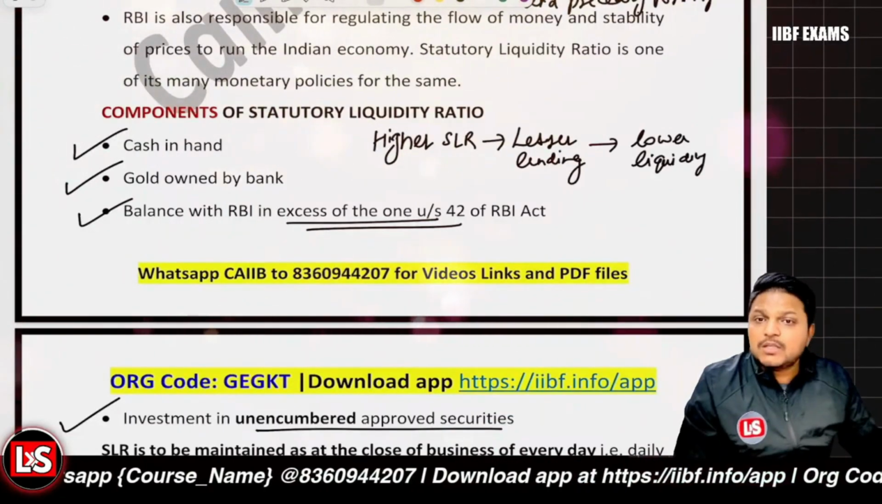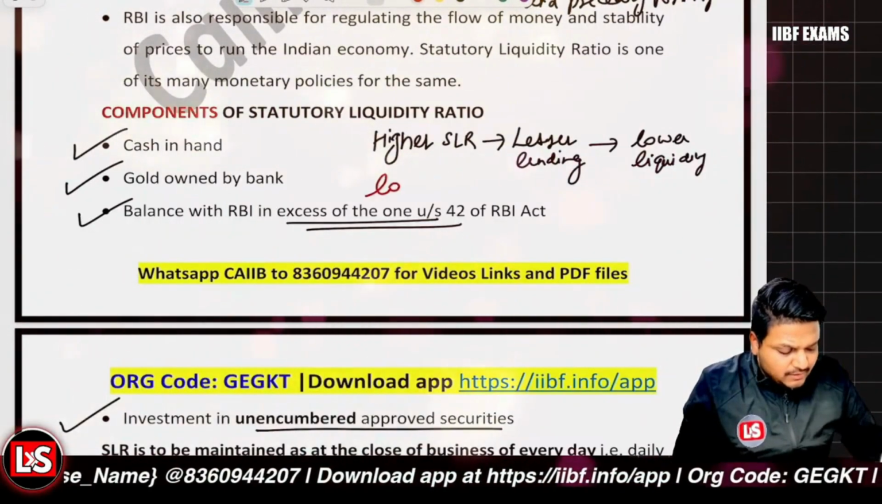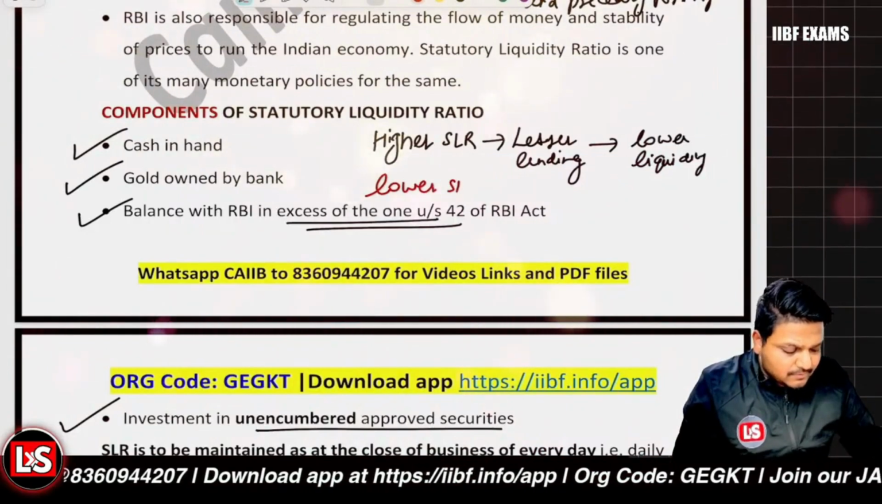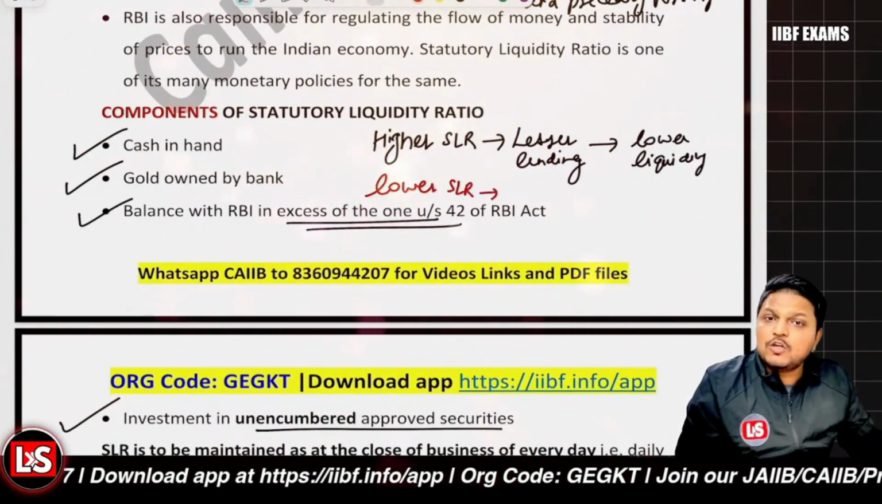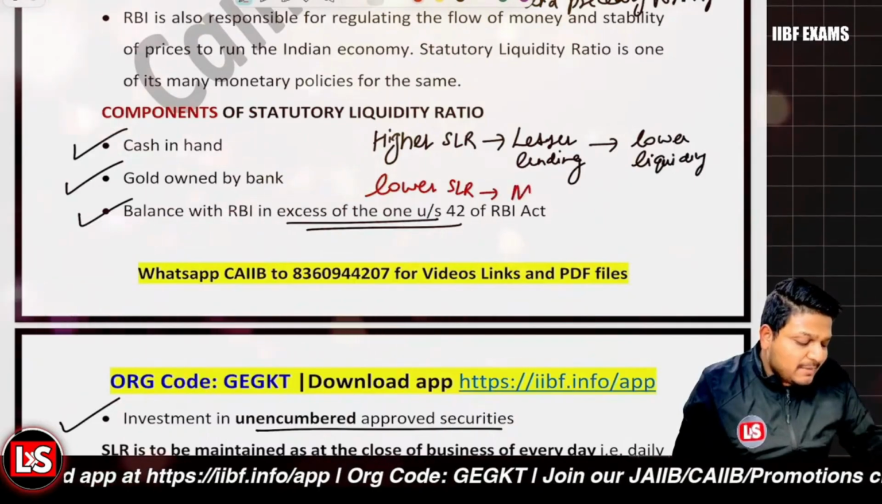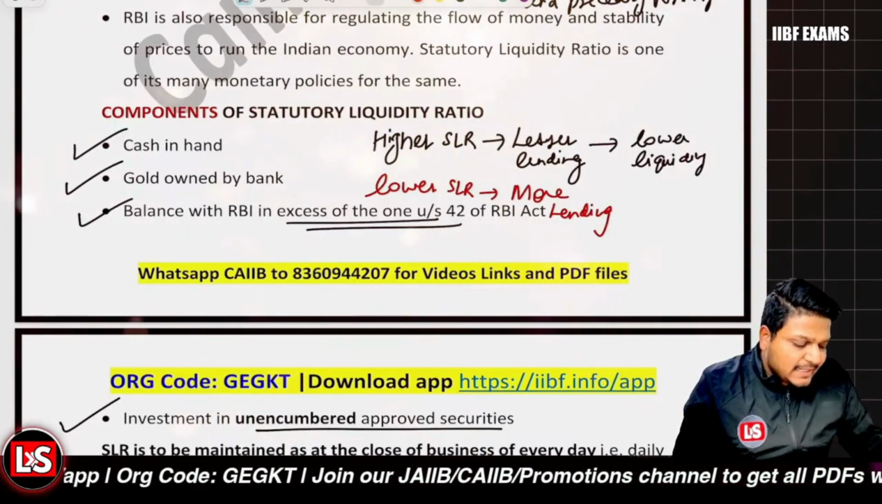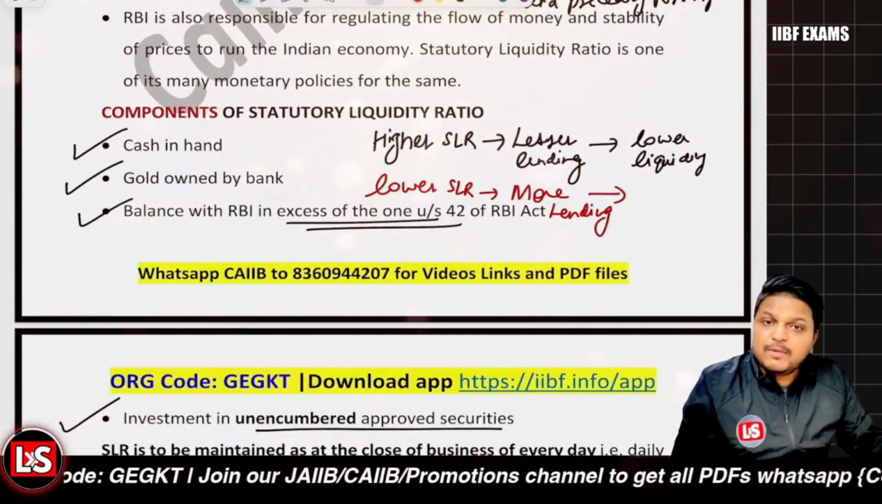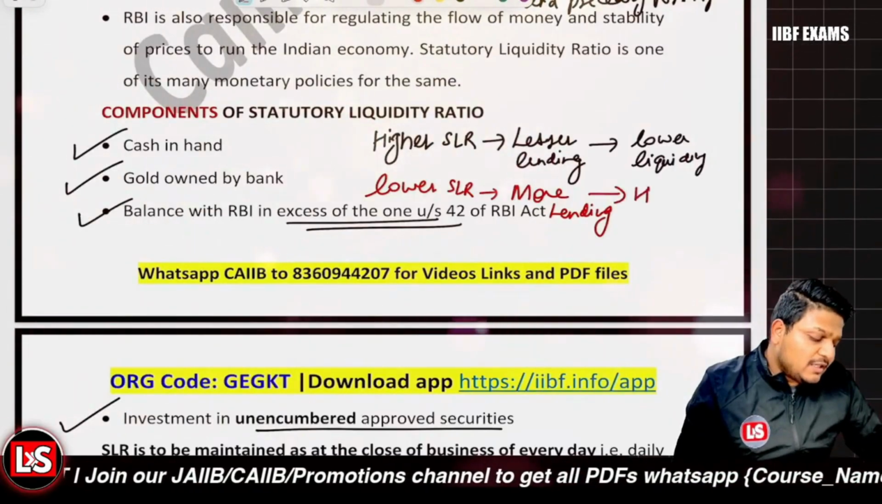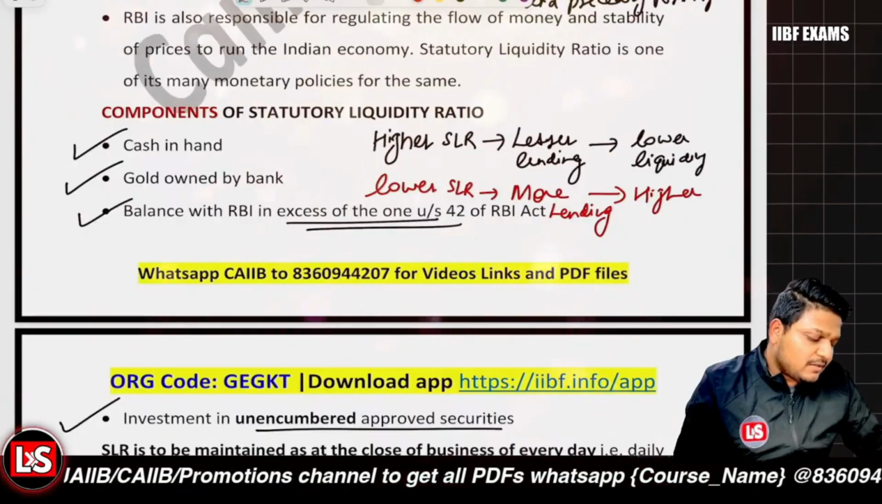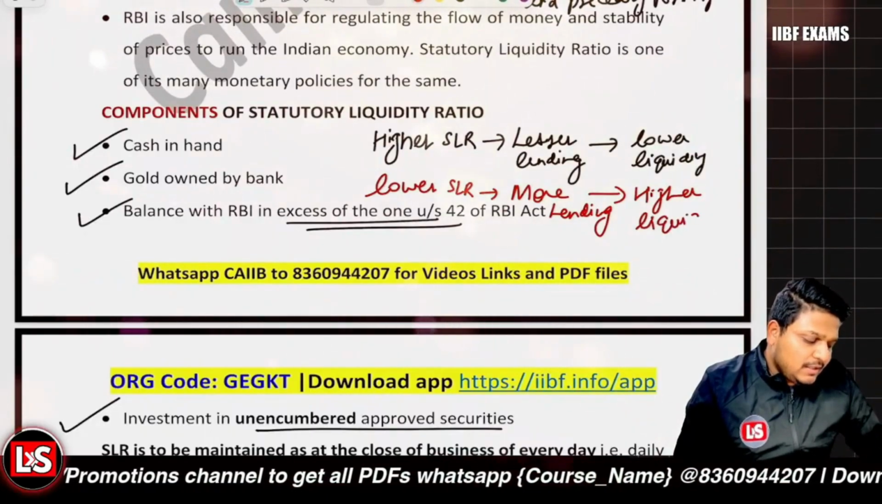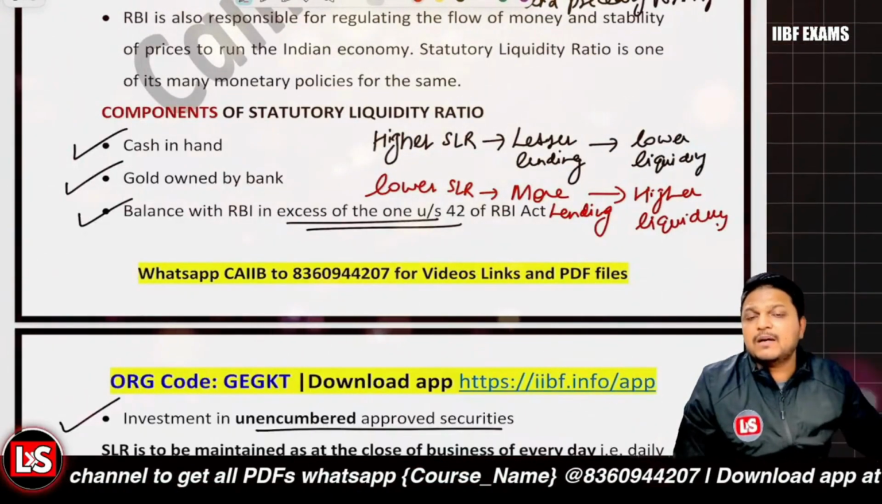Understandable? And on the other side, lower SLR will be leading to what? It means more lendable funds are available with the bank, so more lending will be there. And if more lending will be there, there will be higher liquidity in the market.